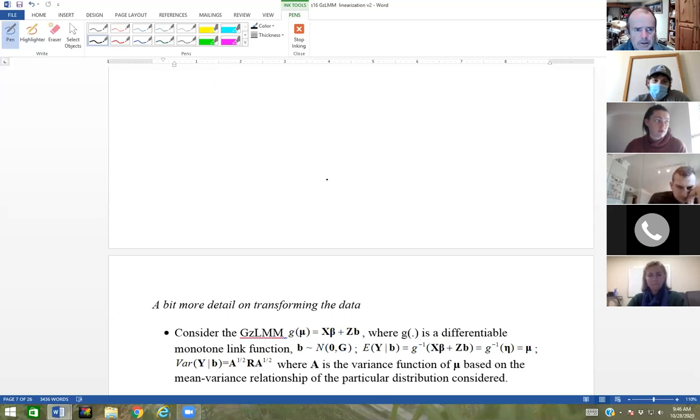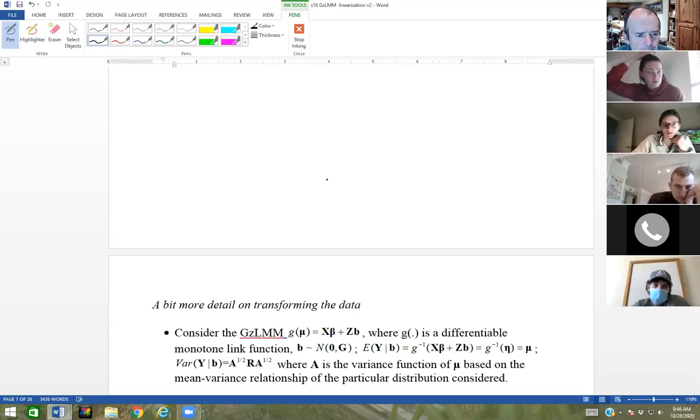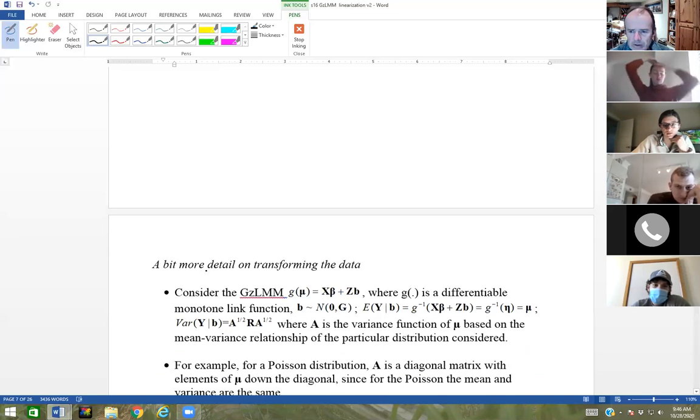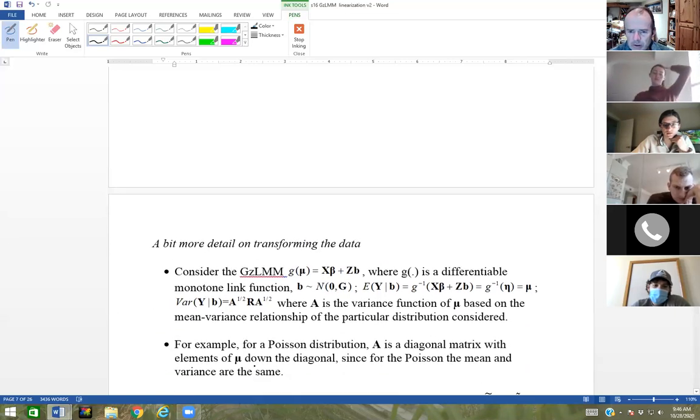Anybody else have a guess? Yeah, I think I heard that. It's going to be the mean. So you're going to put mu down the diagonal, because you want to put in what the variance is in terms of the relationship to the mean. So you put in the mean value down the diagonal on A.